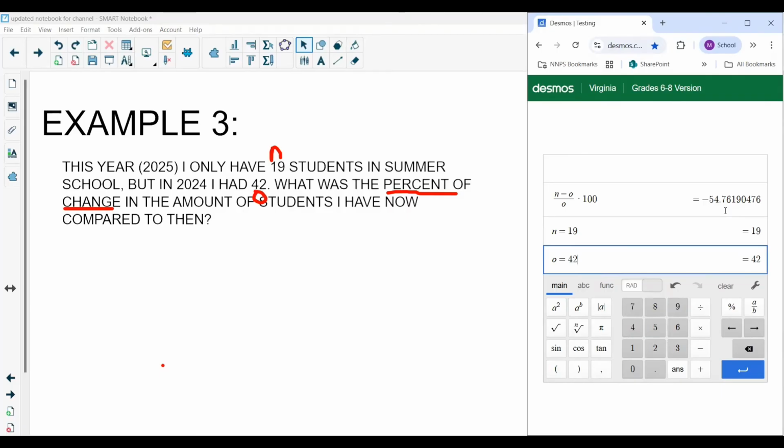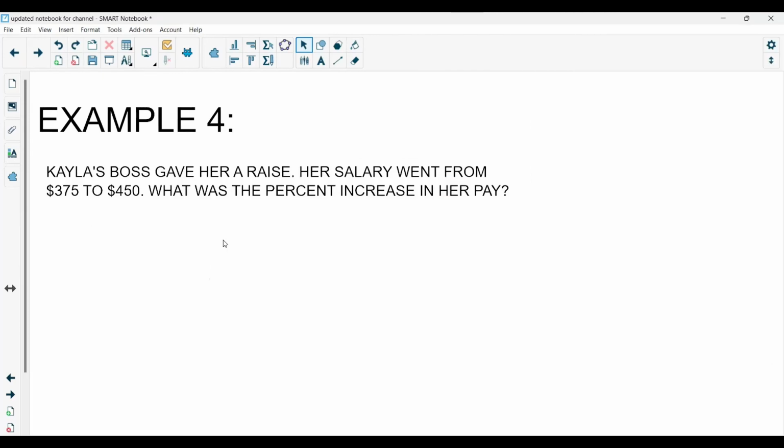You see how I'm not saying negative 54 point blah, blah, blah. I'm using the word decrease at the end of my number because I'm not going to say the answer is positive or negative. I'm going to use the words increase or decrease. If it's a positive answer, it will be that number increase. If it's a negative answer, it will be that number decrease. Okay. Final answer is 54.8% decrease.